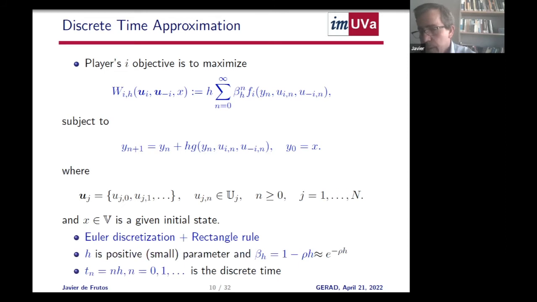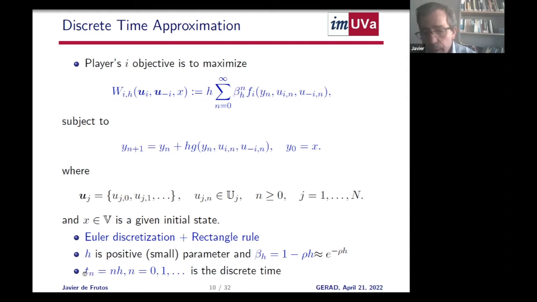This is equivalent to making an Euler discretization in time of the dynamics, and a discretization of the integral by means of the rectangular rule. Those are very simple discretizations both of the differential equation and of the integral. Here h is a positive small parameter that denotes the time step.